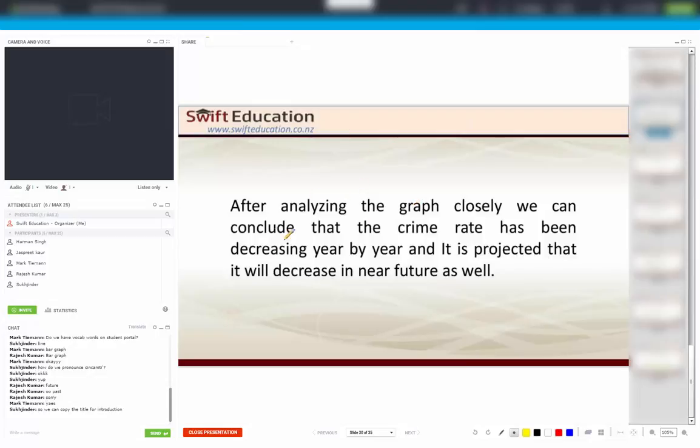After analyzing, that's the conclusion. So you say, after analyzing the graph closely, we can conclude that the crime rate has been decreasing year by year, and it is projected that it will decrease in the near future as well. You can actually make an assumption when giving the conclusion, because your conclusion can never be correct or incorrect. However, it should not show a very high or low contrast. If you see that it is decreasing, you can predict that it is going to be decreasing in the near future as well. Like we have made an assumption in this as well.